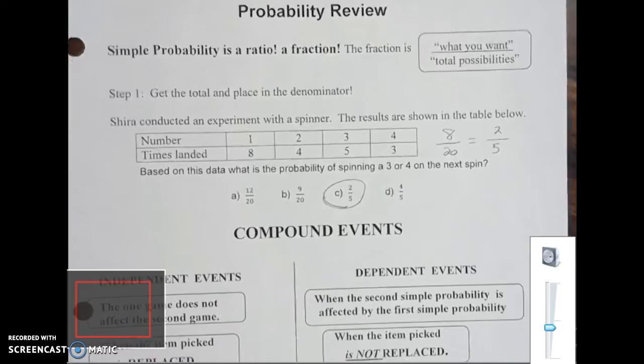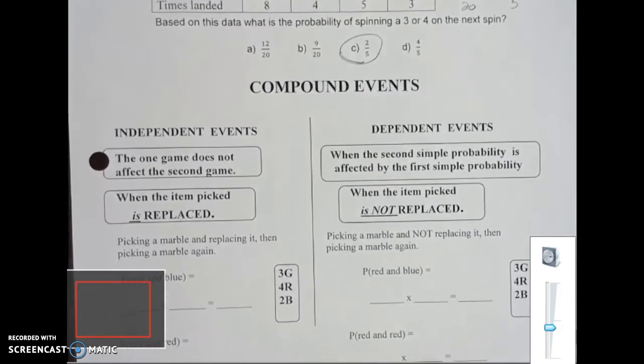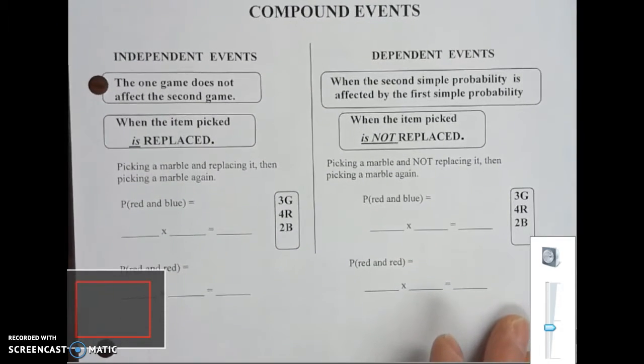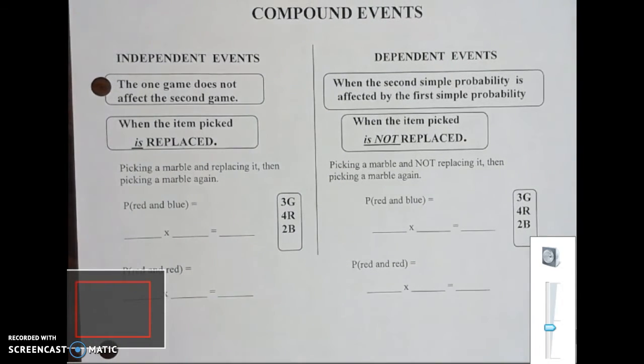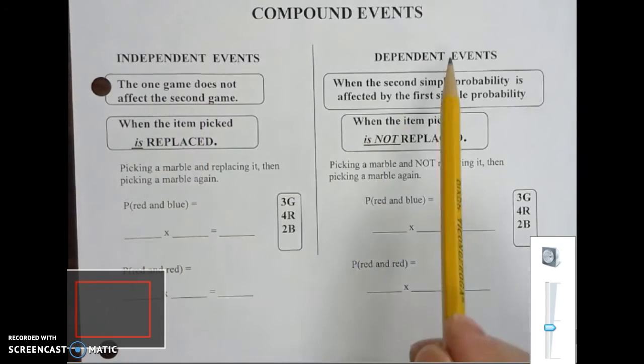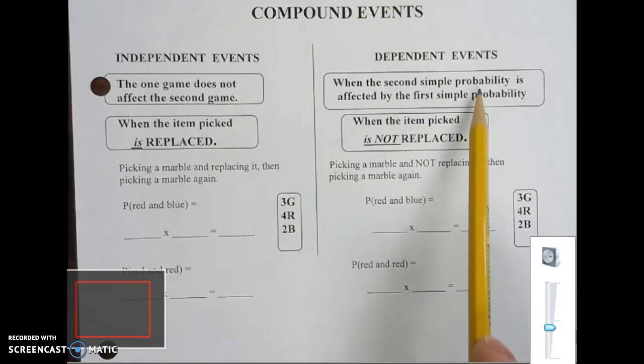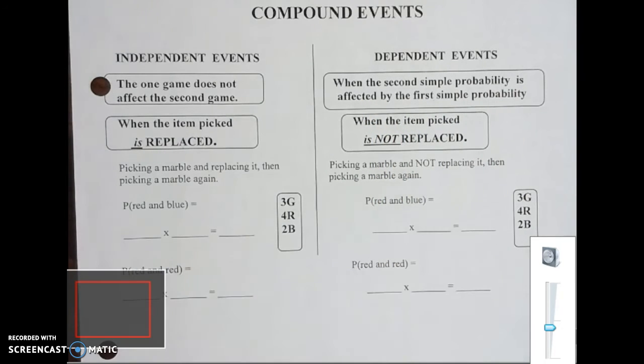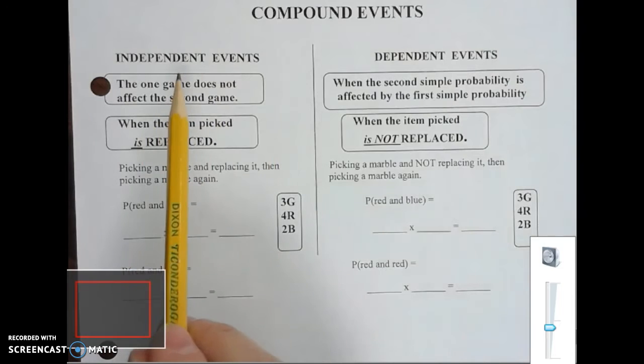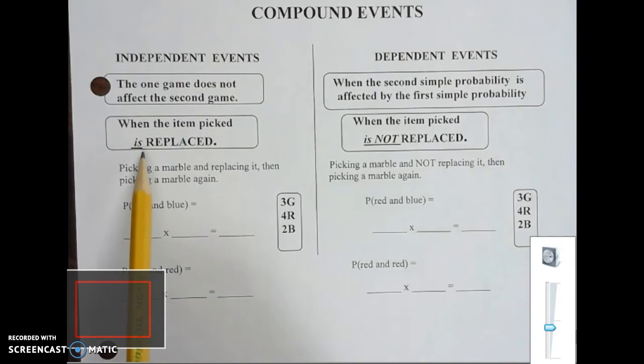We're going to move on to compound probabilities now. There are two types of compound probabilities, and those are independent and dependent events. In independent events, it's when one game or one item does not affect the second. With dependent, though, it's when the second simple probability is affected by the first simple probability. We're going to start with independent events first. And this is when an item gets replaced.